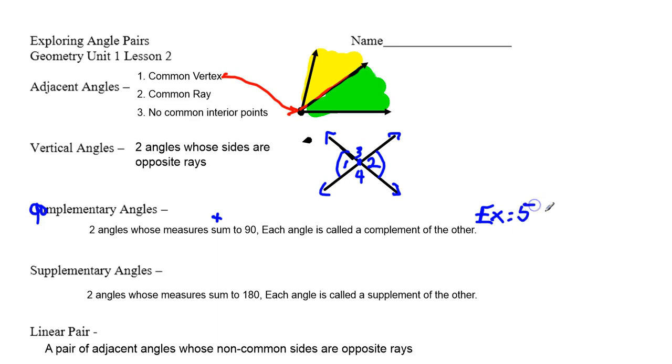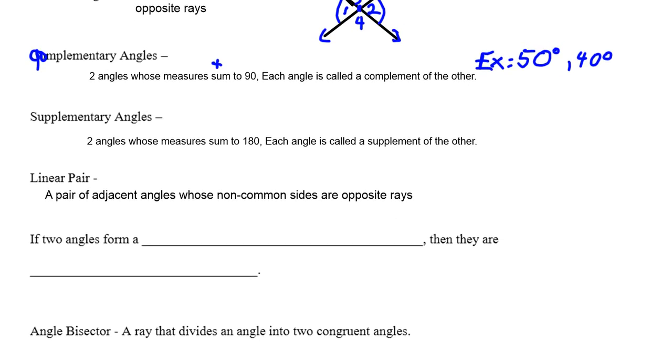If we have a 50-degree angle, then the complement of a 50-degree angle would be a 40-degree angle, because 50 plus 40 is 90. All right. And then the same idea for supplementary angles. Two angles whose measures sum to 180. Each angle is called a supplement of the other. So if we say 100, then the supplement of 100 would be 80 because they sum to be 180, and then the supplement of 80 would be 100, and you can see that.